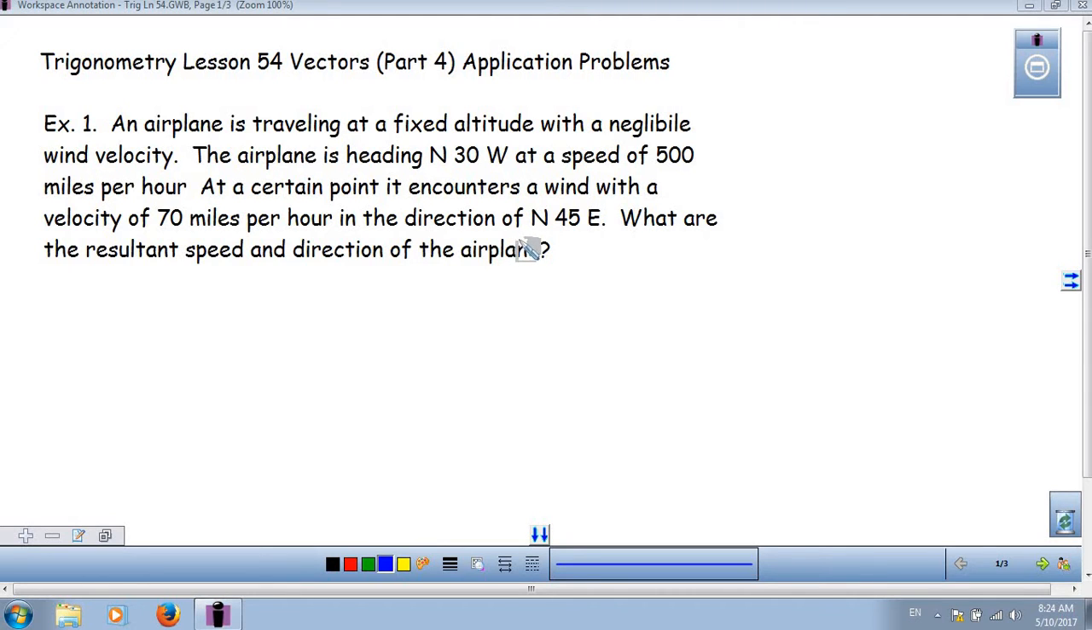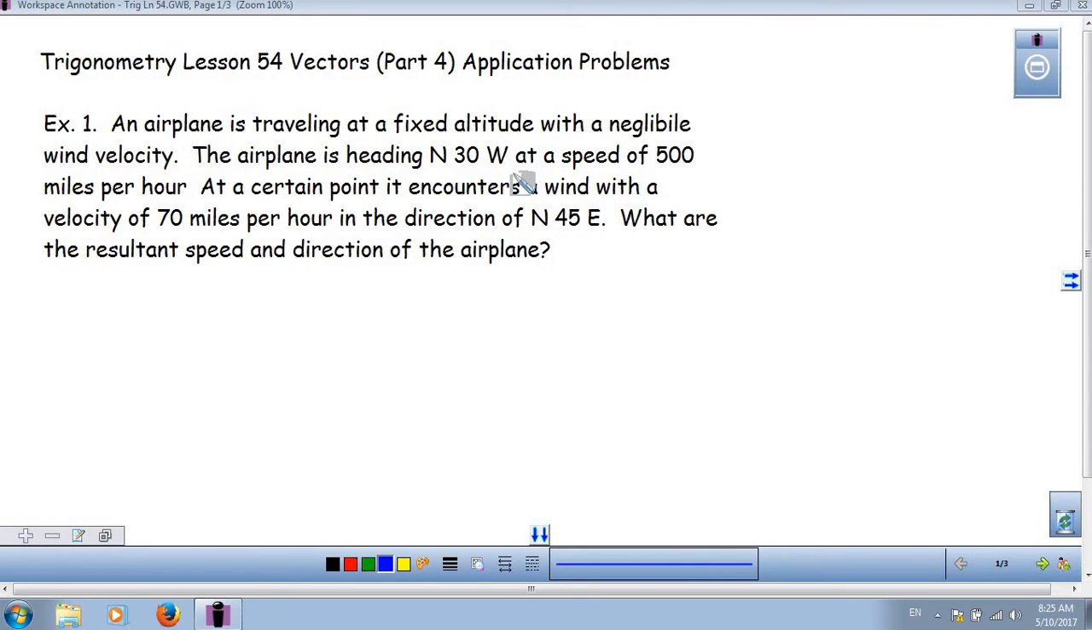We have talked about some basic information about what a vector is: a quantity with magnitude and direction. We have talked about in the previous videos what to do with vectors, how to add vectors, how to multiply vectors by a scalar, and how to find the directional angles.